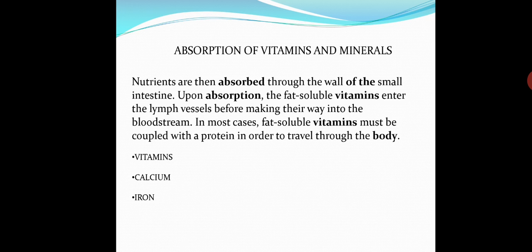Iron is readily absorbed in ferrous state, but most of the dietary iron we consume will be in ferric form. That's why partial gastrectomy and achlorhydria, these conditions are often associated with iron deficiency anemia. This is about the digestion and absorption of food through the gastrointestinal tract.